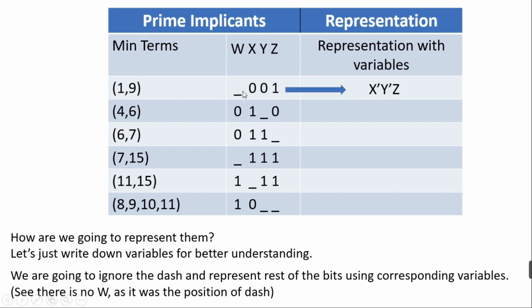For the dash position we have completely ignored the corresponding variable, and for the rest of the bits we just considered the variables and written them as they are. So x prime, y prime, z. Let's consider the next one.